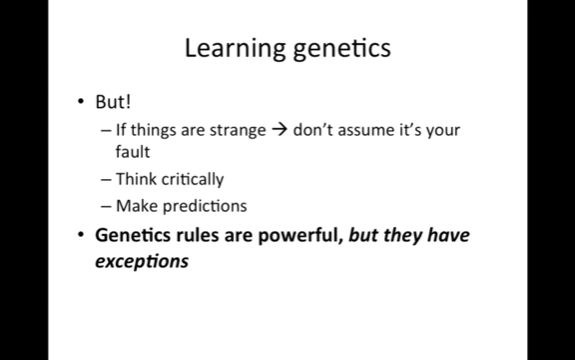So just towards your confusion and frustration as students. If things are strange and you're struggling to incorporate something, don't assume it's your fault. Think critically, try to make predictions about, well, if that's why this is an exception, then what would we expect and how can I figure that out? And talk to people and ask us questions. So finally, genetics rules are powerful, but they do have exceptions.